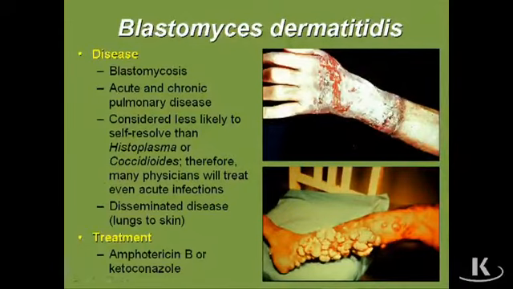So dermatitidis, we're disseminating to the skin in both of these cases. Okay, so Blastomyces dermatitidis is going to disseminate to the skin. The other two typically will disseminate to mucocutaneous lesions. And again, we're going to treat Blastomyces with amphotericin B.